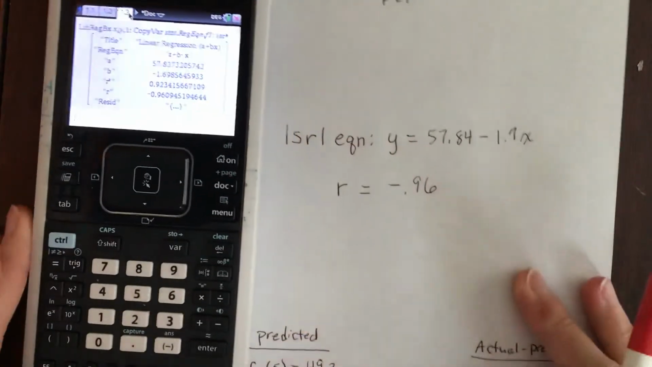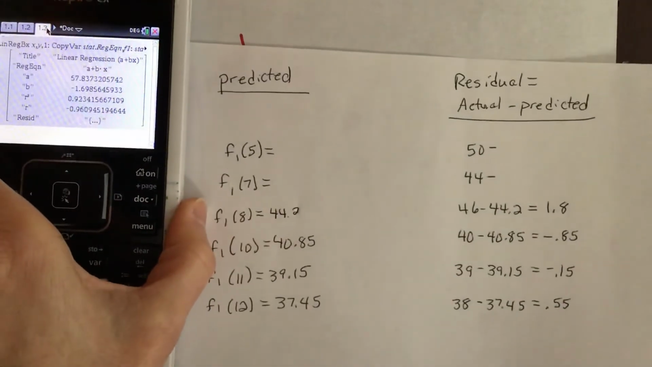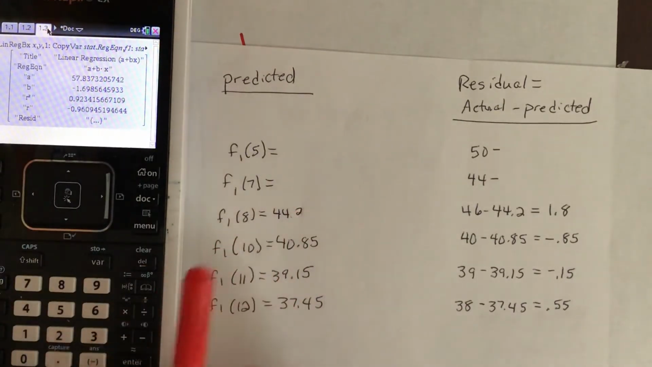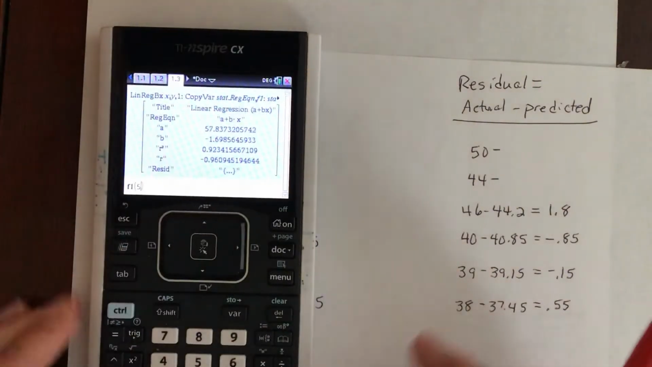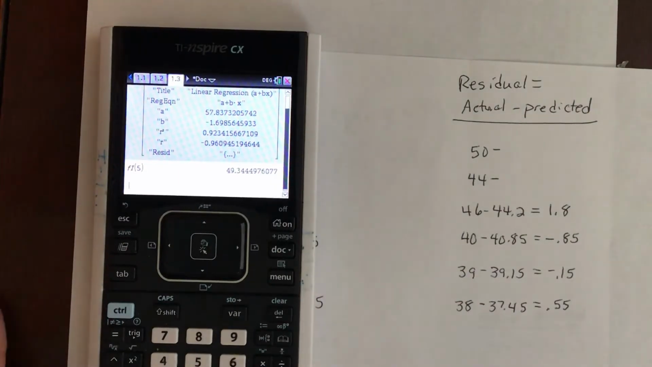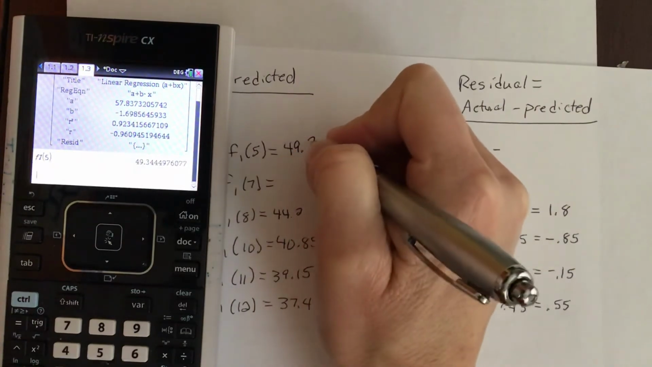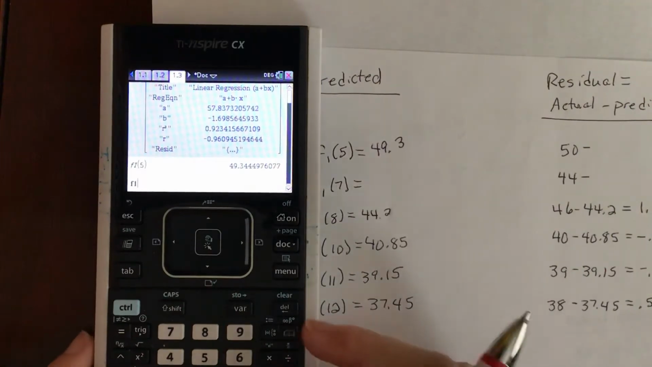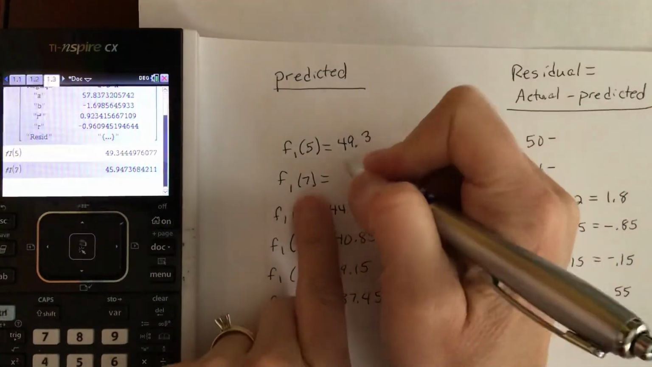And our first X value that we want to put in is 5. So if we do F1 of 5, you can't see that. So F1, make sure you remember to open the parentheses and put 5 in there, and we get that value of 49.3. And if I do F1 of 7 and hit enter, I find that that value is 45.9.